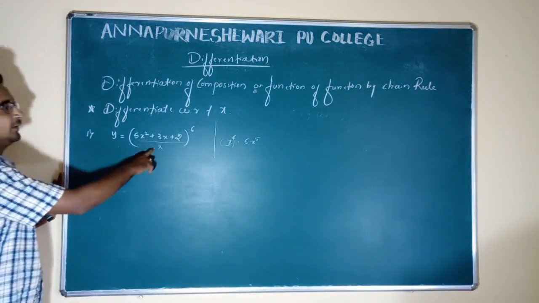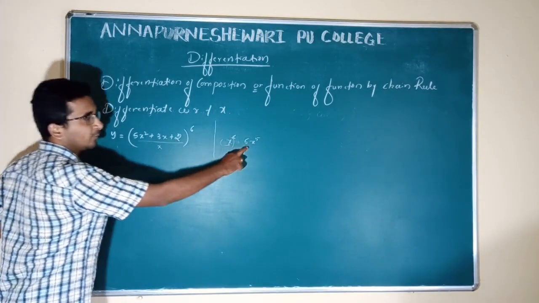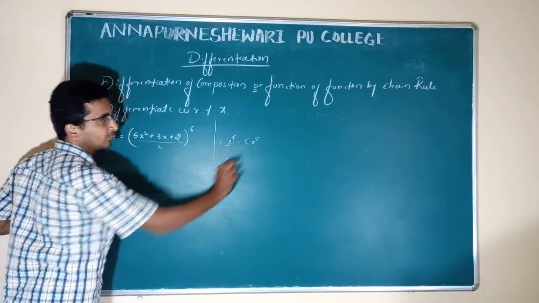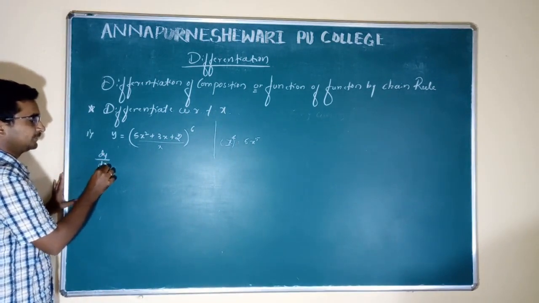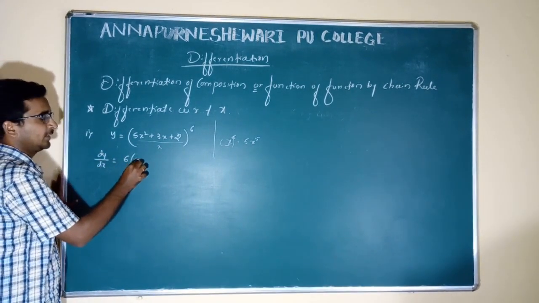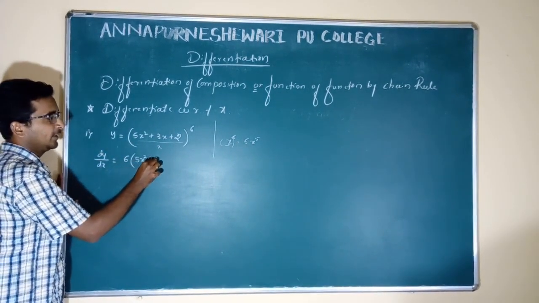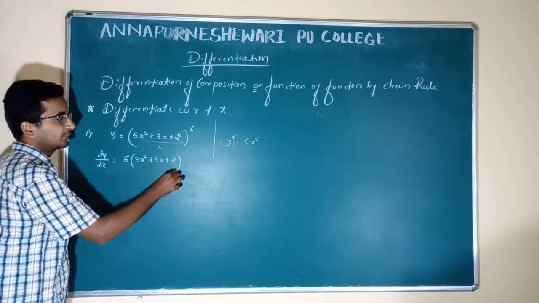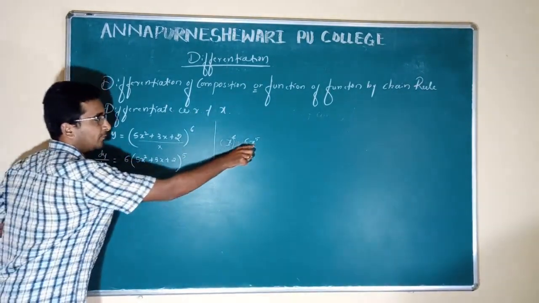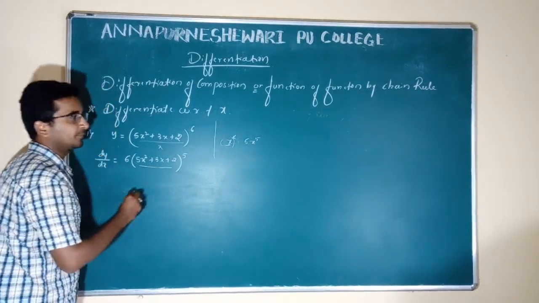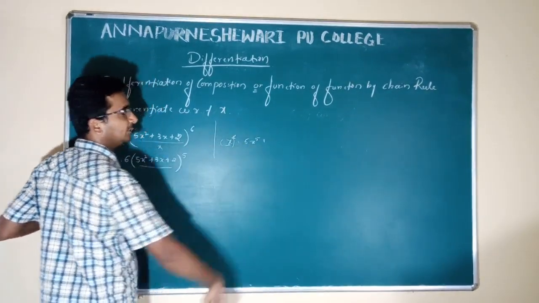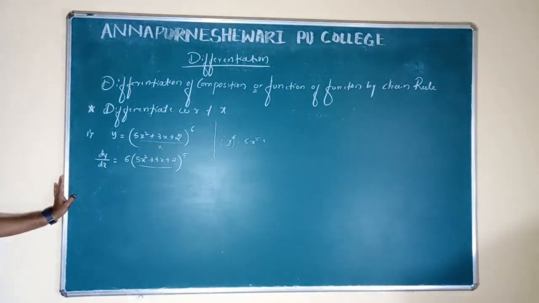So if it is x raised to 6, I have written 6x raised to 5. It means dy by dx is 6 times 5x square plus 3x plus 2 whole raised to 5. I have kept this x as it is. Then the differentiation of this one. It means the differentiation of x is 1. Like that we have to do.